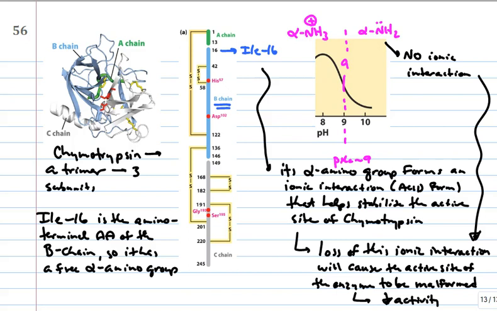It's a dead enzyme. Why? Because an alpha amino group, it's ionizable. Any ionizable group can show up in a pH profile. It forms the base form. You lose an ionic interaction. If you lose an ionic interaction between the alpha amino group of isoleucine 16 and some other ionic partner, I'm not being specific about that right now, the active site is malformed, and then the activity is going to start going down. Again, there's no way you would know this to be true unless I gave you some additional information.